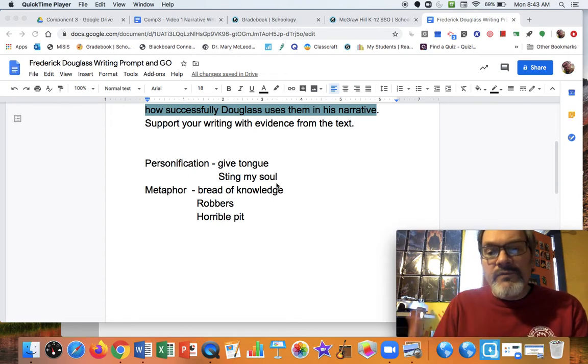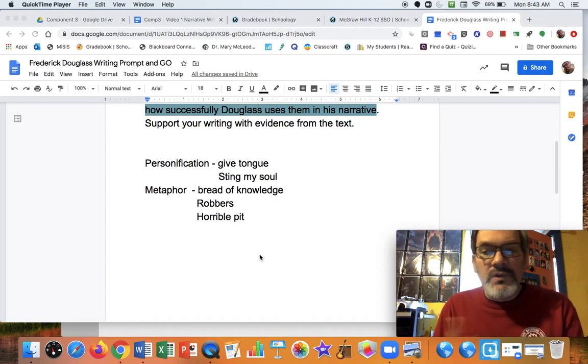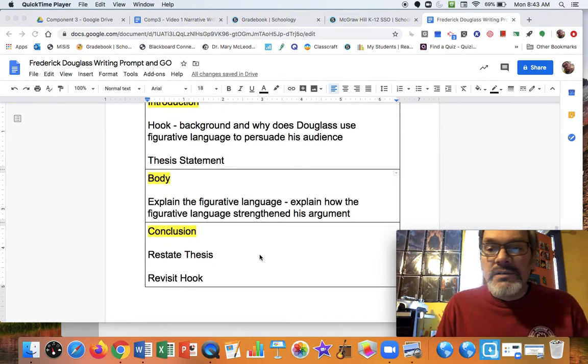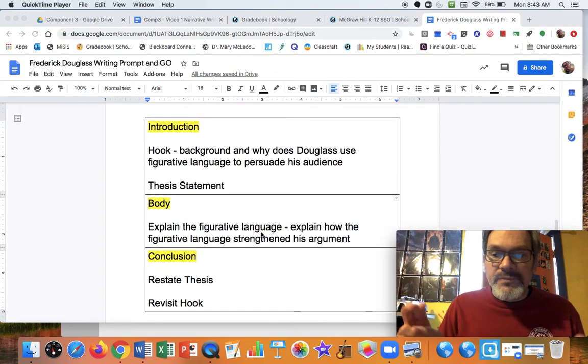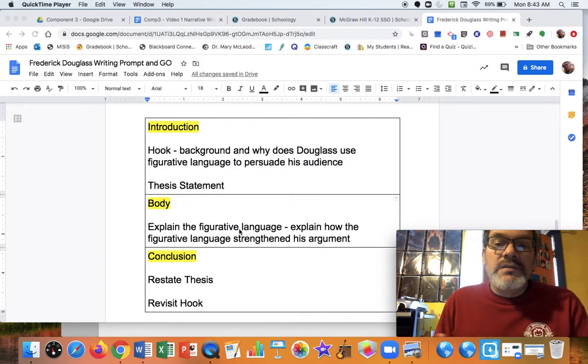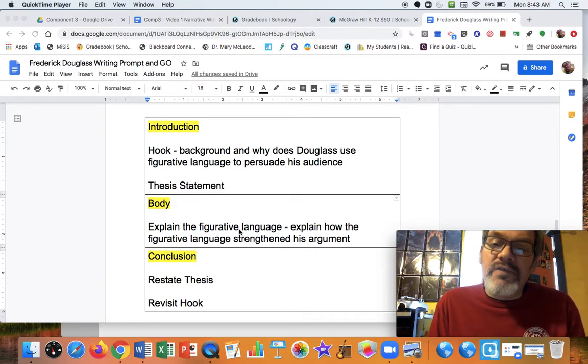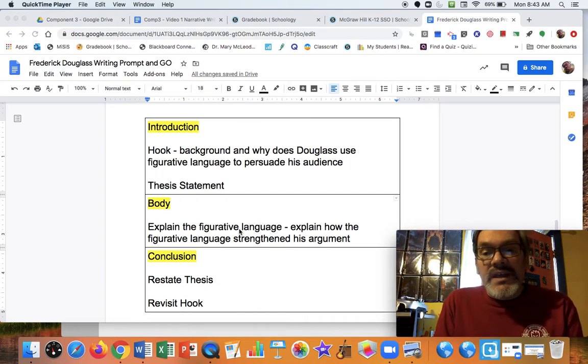So for example, I'm going to pick horrible pit, just randomly. So I would go into the text and I would get the actual part of the sentence or the sentence that it came from, and then I would explain it. So he uses the term horrible pit to describe the feelings that he has after learning knowledge. He's been thrown inside of a pit and he can't dig himself out. Now that he knows something, he can't unlearn it.